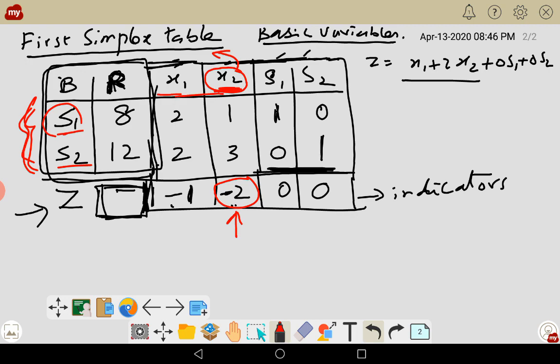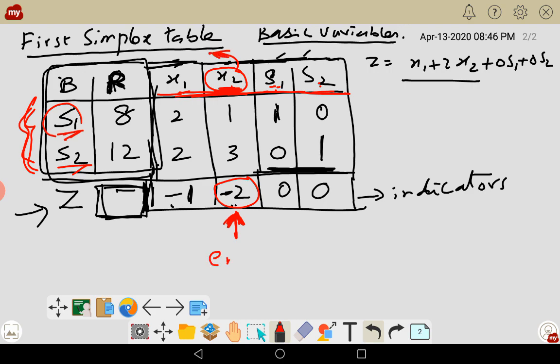But the title variable will remain the same. We will not remove x2 from here. x1, x2, s1, s2 will remain in the title. s1, s2 are already there in the title, but still s1, s2 appear here. So of x1, x2, sometimes maybe x1, sometimes s1 will again come, depending upon the choice of most negative. So in this case the most negative is -2, and the corresponding variable is x2. So x2 is the entering variable.